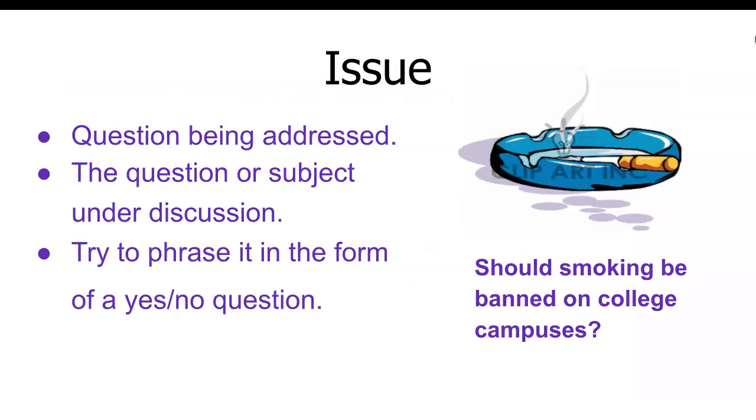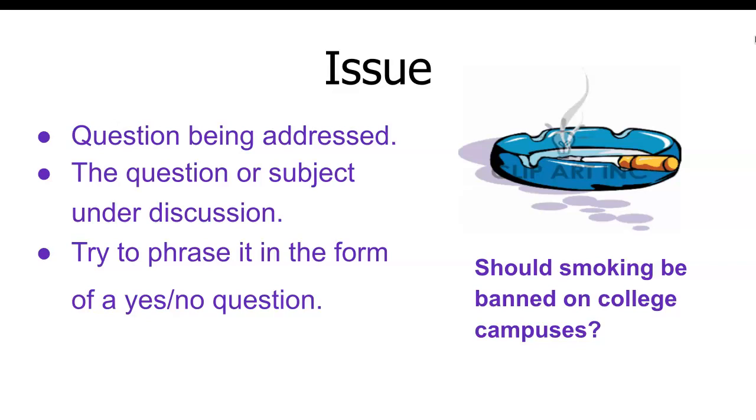So let's look at an issue and break this down. The simplest way to understand an issue is it's the question. It's what you want to know. And you are usually addressing an issue in yes or no question format. So an example of an issue that used to be very big amongst colleges was, should smoking be banned on college campuses? You will see as in my example that I have phrased it as a yes or no question.